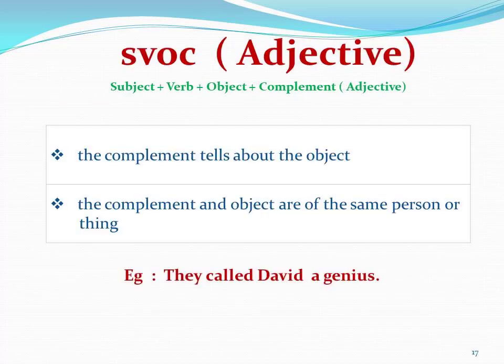Next pattern is the SVOC pattern, that is subject plus verb plus object plus complement. Here the complement refers only to the adjective. The complement tells about the object. The complement and object are of the same person or thing. See the example: They called David a genius. In this example, the word genius is said to be the adjective and it refers to the person David only.